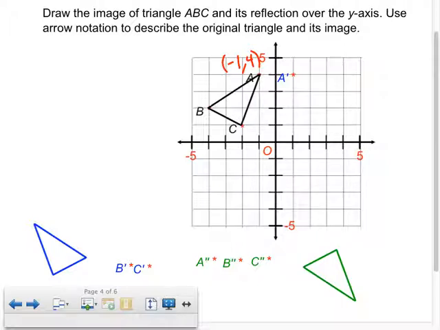Nice. 4 and 2. Very good. And who can give me C? Unisa, can you give me C? I haven't heard from you yet. 2 and 1. Very good. 2 and 1.